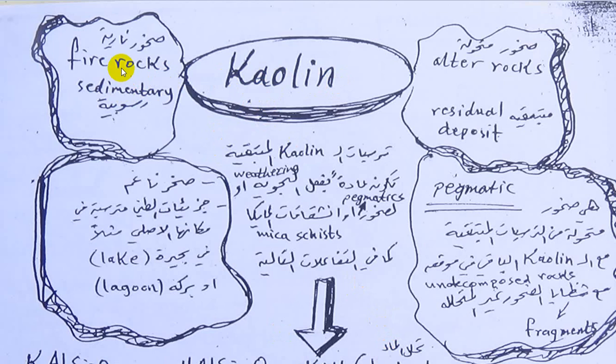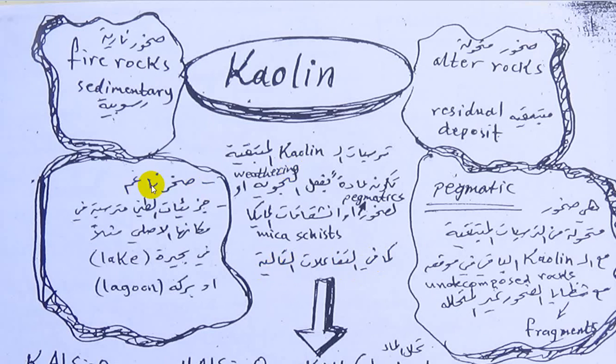Rocks can be subdivided into igneous rocks as well as sedimentary rocks, or metamorphic rocks, as well as residual deposits or residual rocks here, as you can see. The carbonate rocks will be formed by the weathering of the oolitic or the pegmatites, or the mica schists, as the following reaction states.